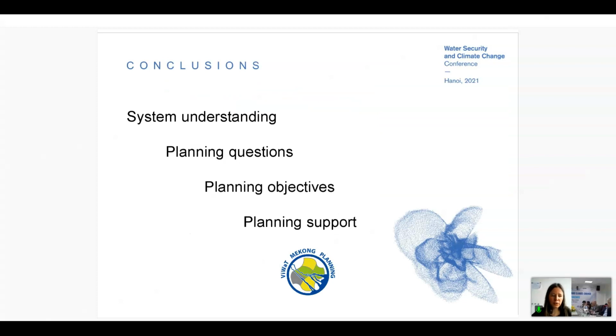So in order to summarize, we start with the system understanding and develop from this planning questions and planning objectives, and then we'll develop our planning support tools. So the regional planning will have to specify which measures and adaptations in water and land use are necessary in order to achieve a delta system which can cope with the current but also with future challenges. Thank you for your attention.